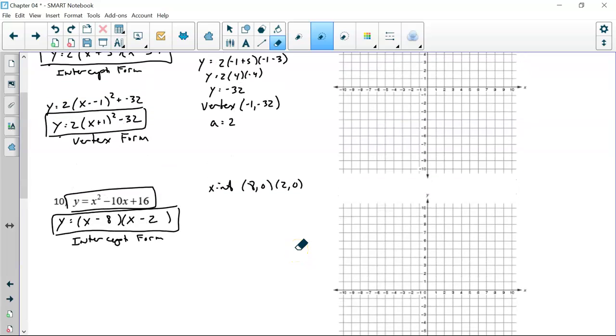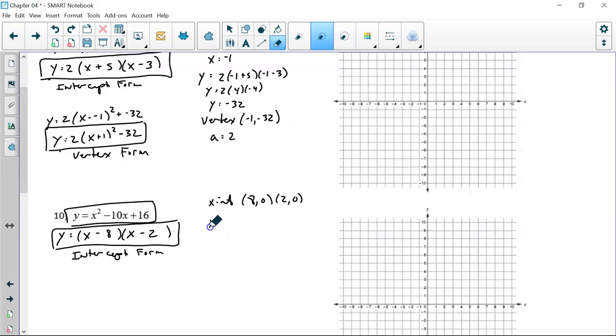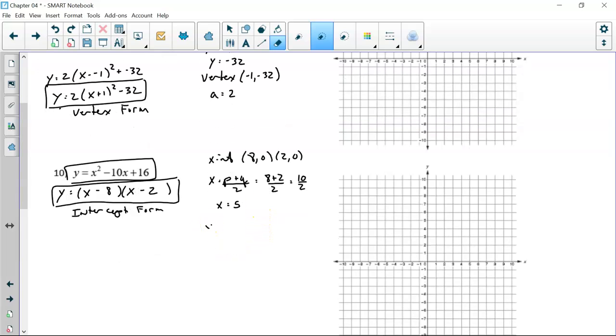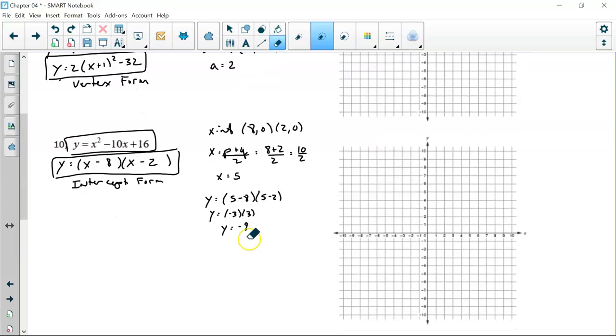Now, we want to find the vertex. X equals p plus q divided by 2. Add those intercepts. 8 plus 2 divided by 2. 10 over 2, so x equals 5. Now y equals, you can use the original or the intercept form, 5 minus 8 times 5 minus 2. So y equals negative 3 times 3. Y equals negative 9. So our vertex is at 5, negative 9.